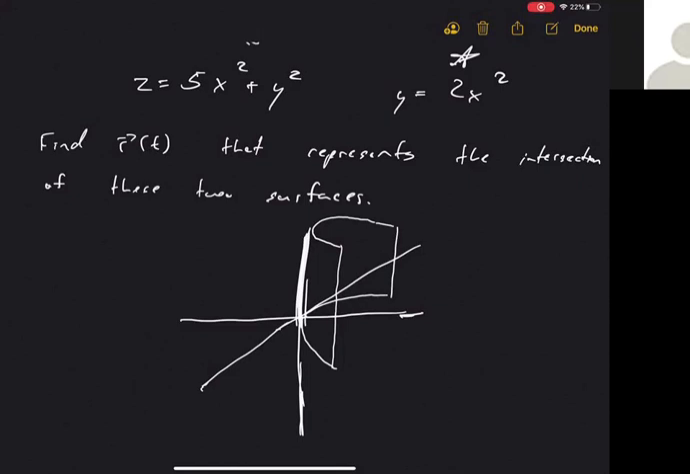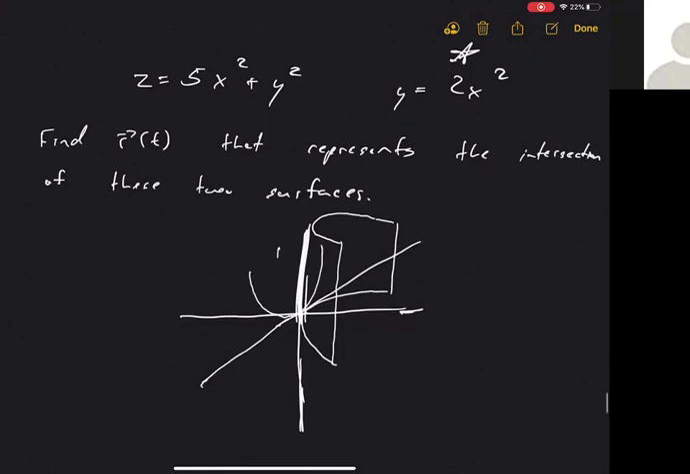So let's see, z equals 5x squared. Well, that would be the parabola going this way, right? And then z equals y squared would be a parabola going this way. And then the cross sections would be ellipses. So this is kind of like an ellipse.